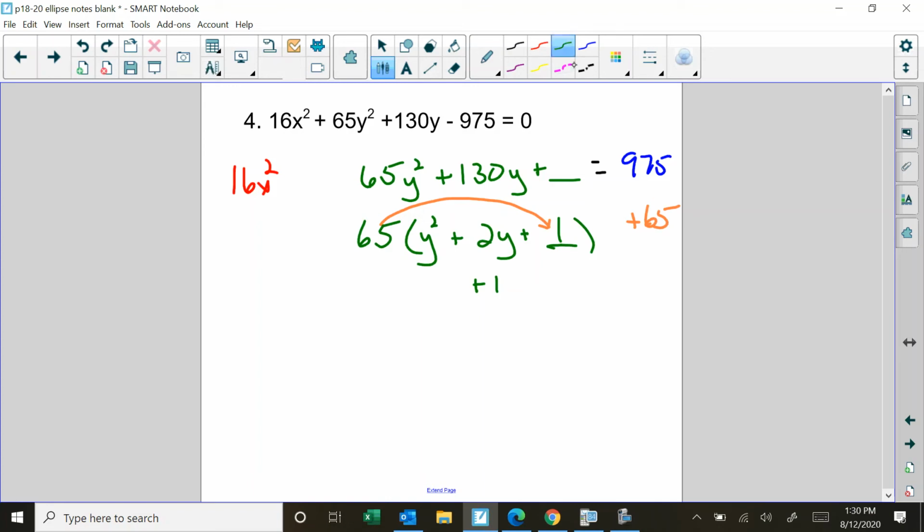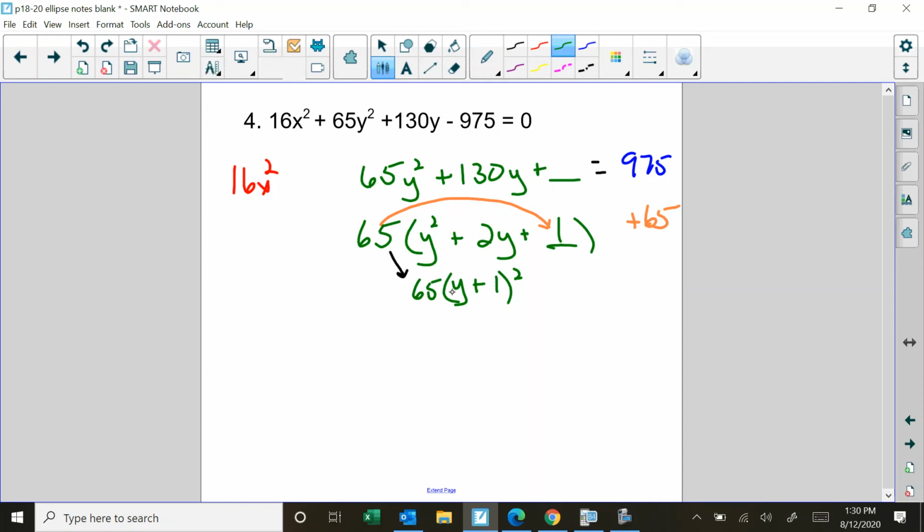Okay, so we're back to the green. We'll finish up the perfect square trinomial. We will bring down the 65. And we're ready to divide.